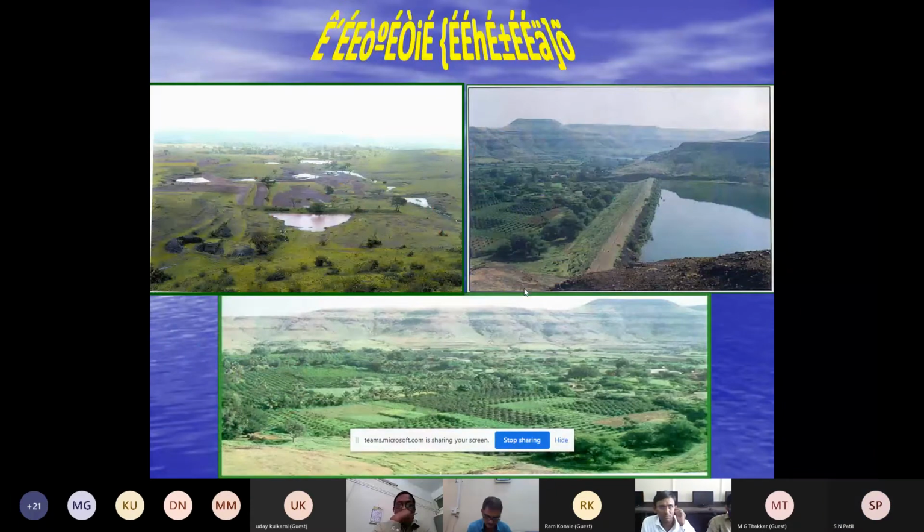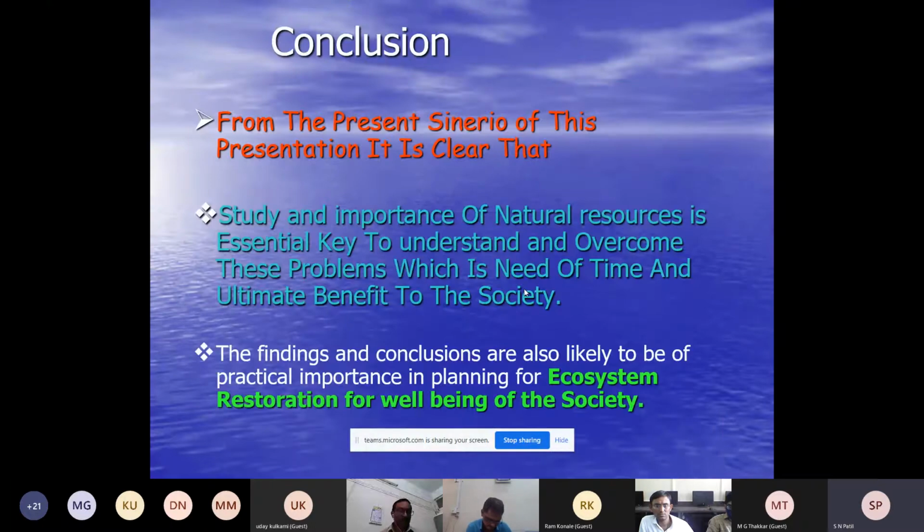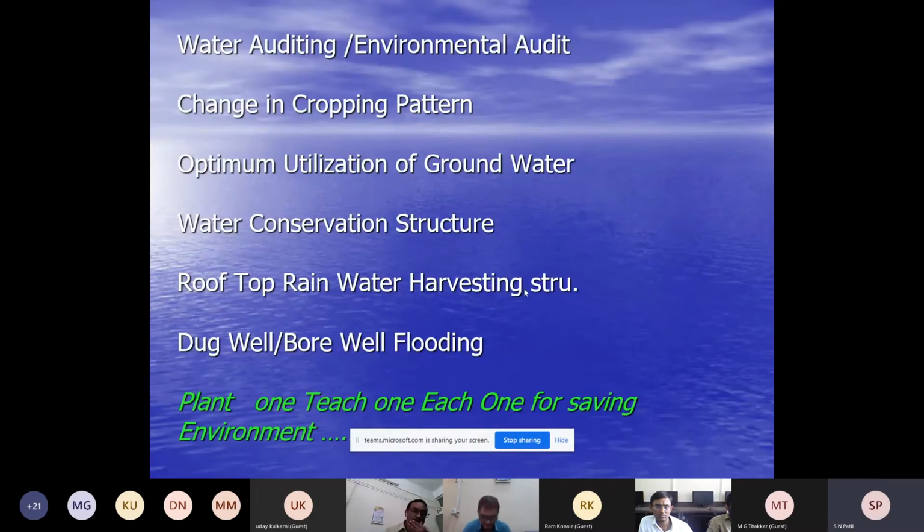That's why drought management is essential, to adopt these techniques in the proper way and in the suggested technical way. That's why, from my presentation, the importance of natural resources is an essential key to understand and overcome these problems, which is the need of the time and ultimately a benefit to society. Whatever findings and conclusions arrived at with the help of this presentation, it always helps for sustainable development of the groundwater resources.